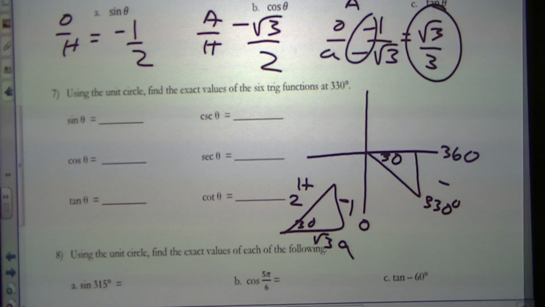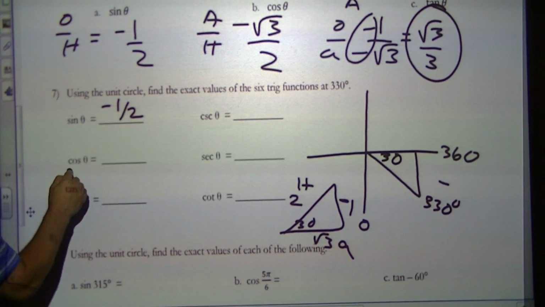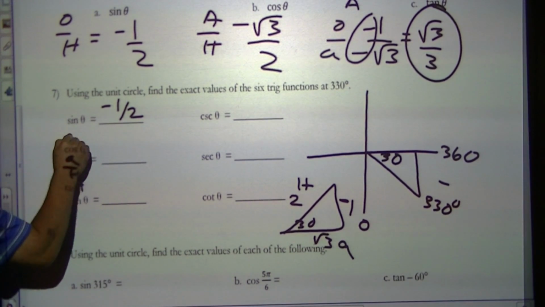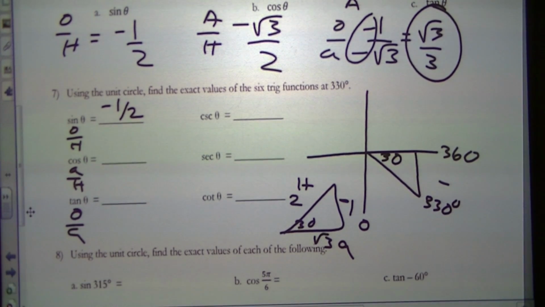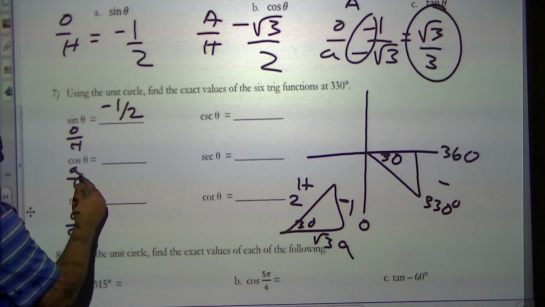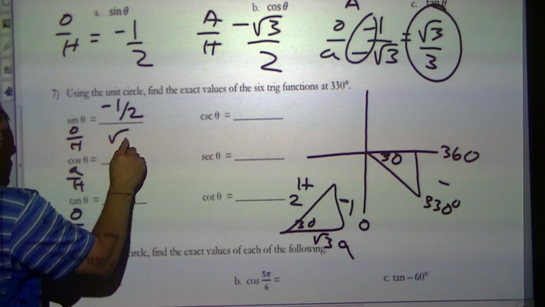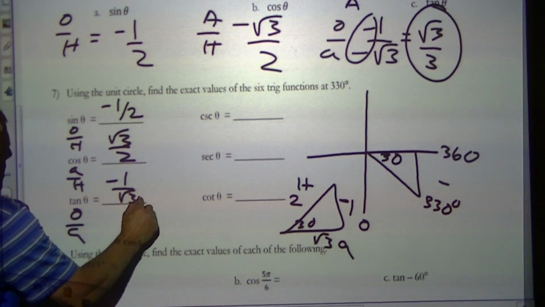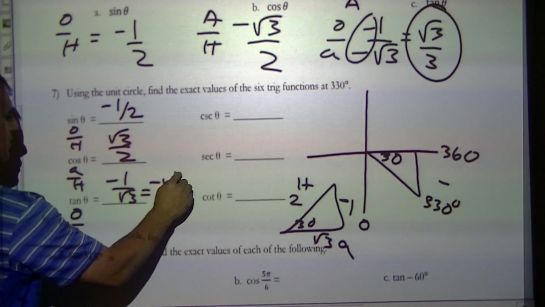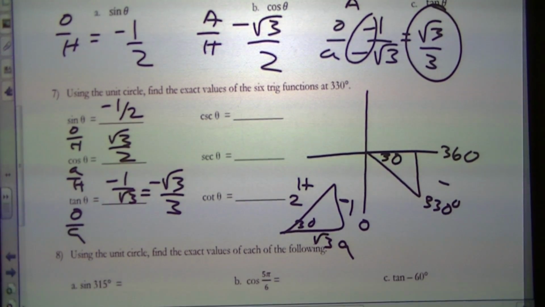So sine. Sine is going to be negative 1/2. Cosine is going to be A over H. Okay? O over H. O over A. Remember SOH-CAH-TOA. Okay? All right? So cosine would be square root of 3 over 2. Okay? Tangent would be negative 1 over the square root of 3, which the negative is going to stay. It's going to be negative square root of 3 over 3.